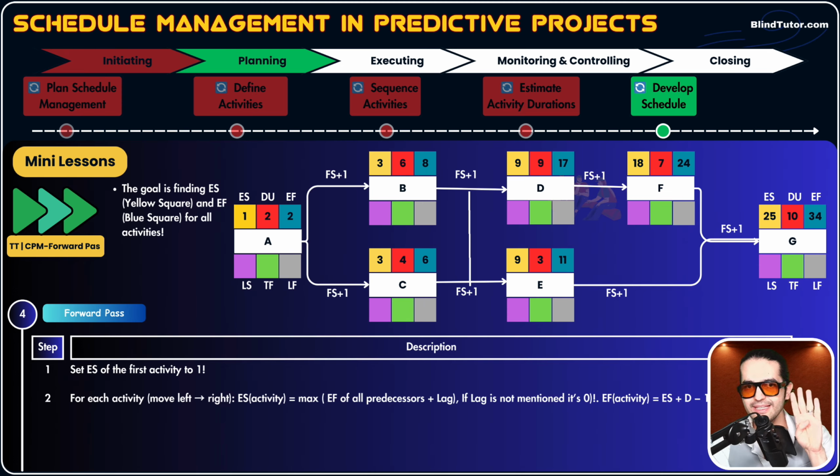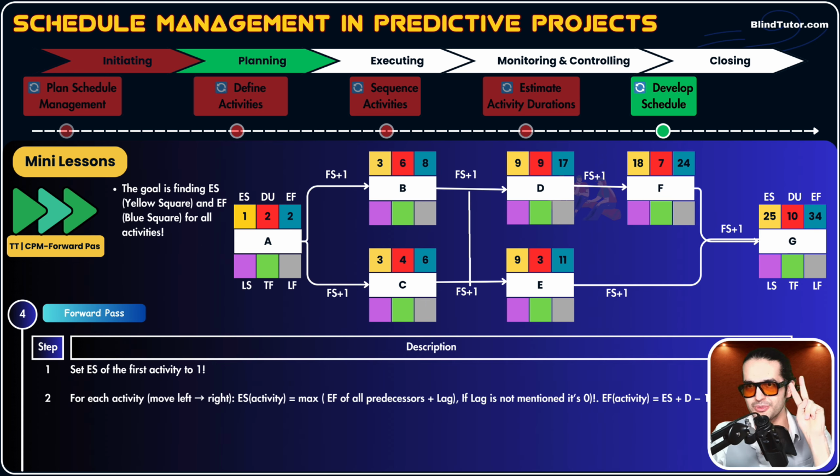Now, we have ES of activity A, which is 1. We set it as 1. We know the duration. So we start working on activity A in day 1, okay? It takes 2 days. So we work day 1, we work day 2, we complete activity A because it only takes 2 days to complete. So we complete activity A when? In day number 2. So EF, early finish of activity A, is day number 2.